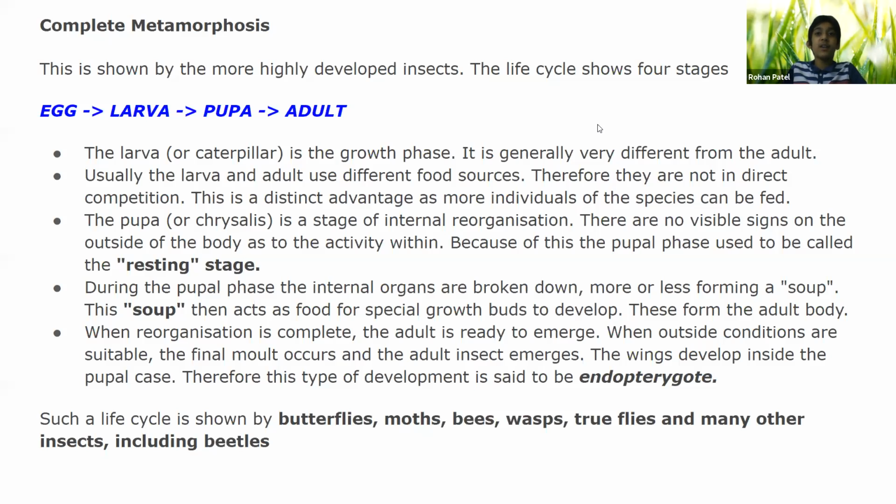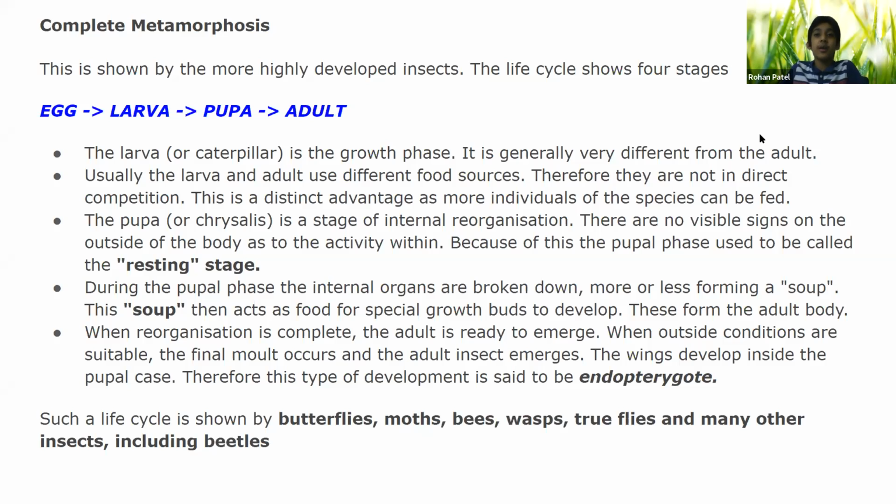So during the pupal phase, the internal organs are broken down and more or less forming a soup, a small kind of liquid, which can be moved around the organism. The soup then acts as food for special growth buds to develop. These form the adult body. So in a caterpillar in the cocoon, its internal organs are broken down to form the soup. Then the soup is acting as the food for the growth buds to develop in the butterfly.